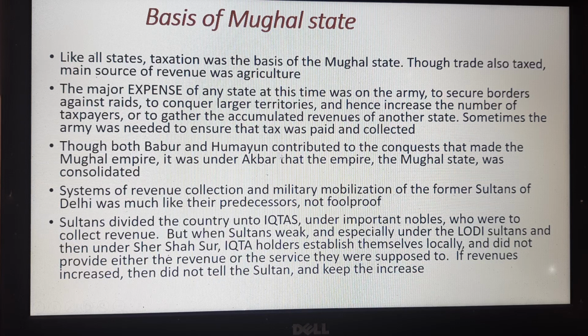Though both Babur and Humayun contributed to the conquest that made the Mughal Empire, it was under Akbar that the empire, the Mughal state, was consolidated. So finally, under Akbar, Babur and Humayun played an important role, but basically it was Akbar who totally took control over the Indian subcontinent, and he was ruling in a systematic manner.